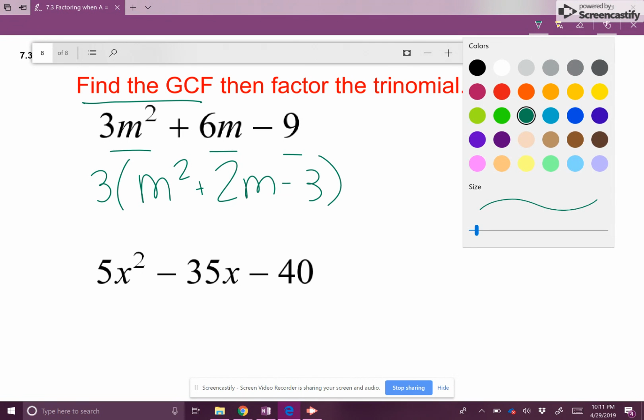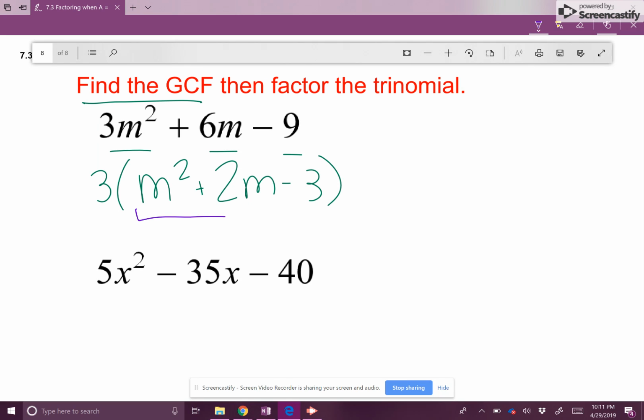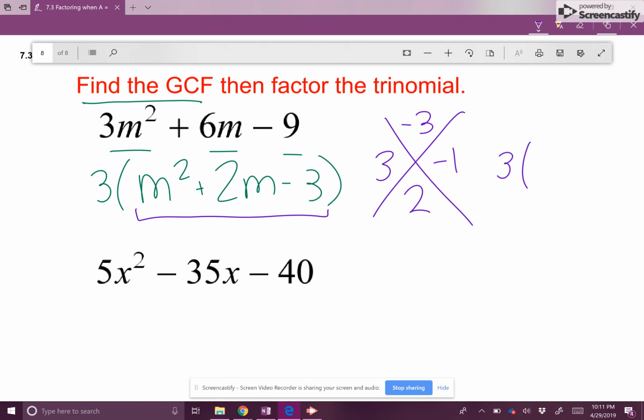Now, seeing that my a value is 1, I can follow the same model as I had before. I'm looking for numbers that multiply to make negative 3 and add together to make 2. So those numbers would be 3 and negative 1. So my final answer for this expression factored is 3 times x plus 3 times x minus 1.